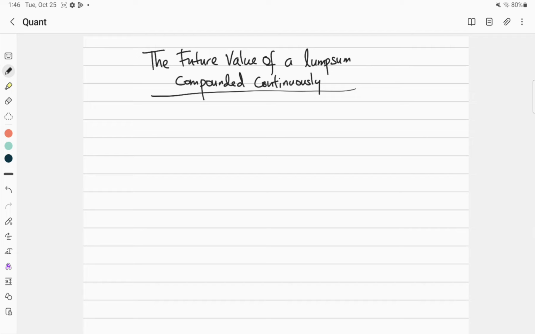So in this video, we're going to see what the future value of a single, one-time investment will be in the future if there is an infinite amount of compounding per year. The formula for the future value of an investment that's compounded continuously is given by the future value after N periods, which is the present value multiplied by e to the power of the stated annual interest rate times the number of periods.